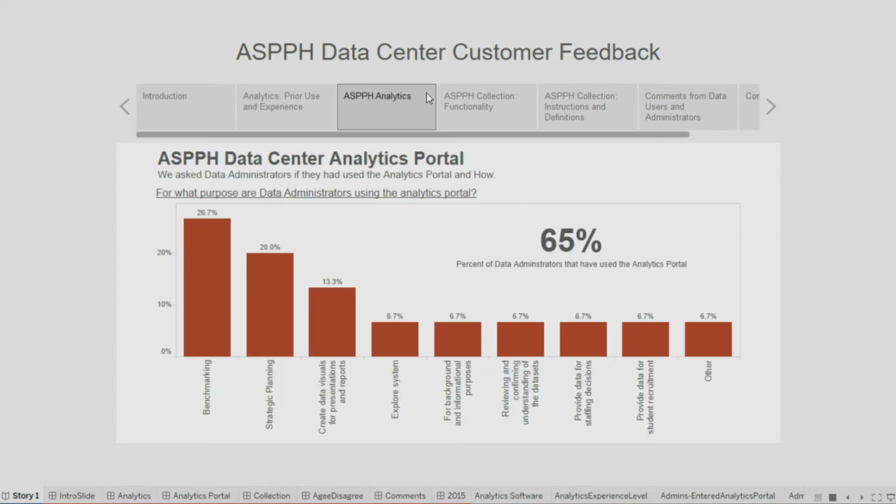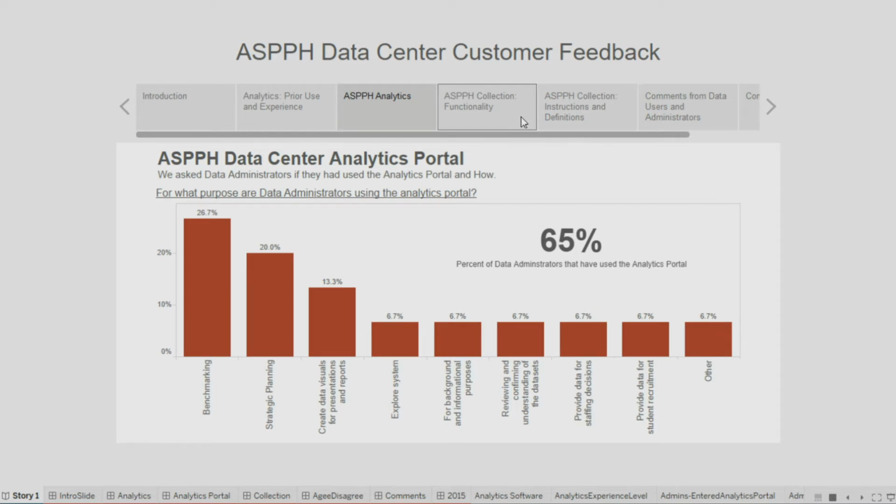And then the next question was, for those of you who are using it, which 65% of our respondents said they had been into the system and they were trying to navigate it, which we were happy with, actually. What are you using it for? And they were using it for exactly what we wanted them to use it for. Benchmarking, strategic planning, and then creating visuals for presentations and reports. And then all of this down here was great. We want them to use that for that also. But this was really, we were hitting our marks. We wanted to know that we built it for benchmarking and that's what they were using it for.